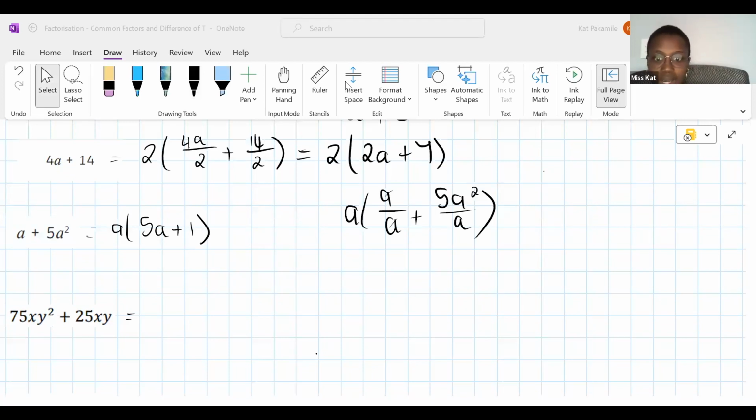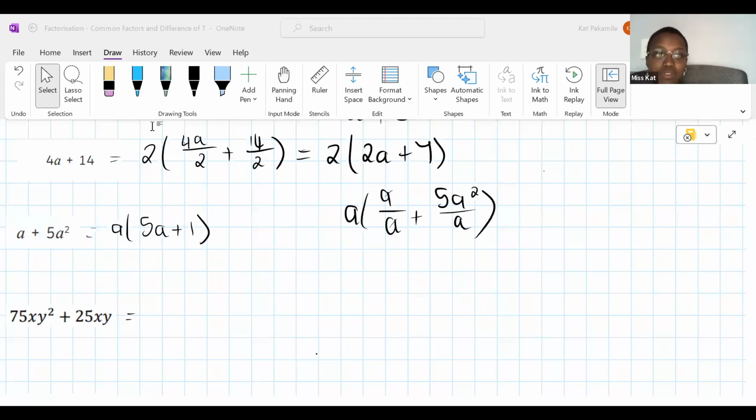Okay, that's okay. Okay, Ka, do you want to try this one with me? Ma'am, I don't think you can because they are not like terms. We're not adding them, remember? Like terms are only for adding. We're looking for common factors here. So let's look at it, okay?